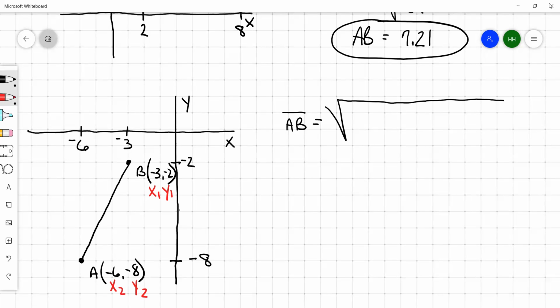So the formula is X sub 2 minus X sub 1. So our X sub 2 is -6 minus -3 squared plus Y sub 2, which is -8, minus Y sub 1, which is -2 squared.